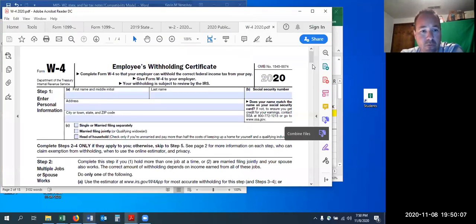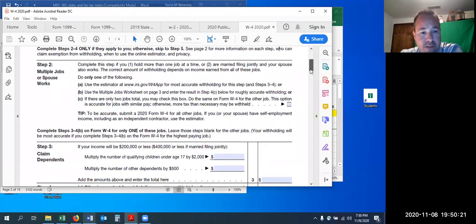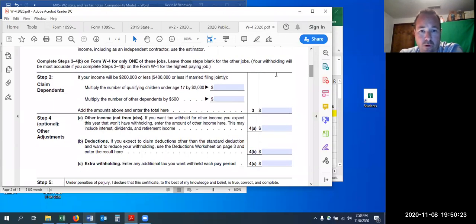All right, so we would not be checking this box because this one is if your 2 jobs, you and your spouse or both of your own jobs are about the same. Nope, that's not the case, so we're not going to check that box. We're going to have the 2,000 here. We're going to need to remember to do that.